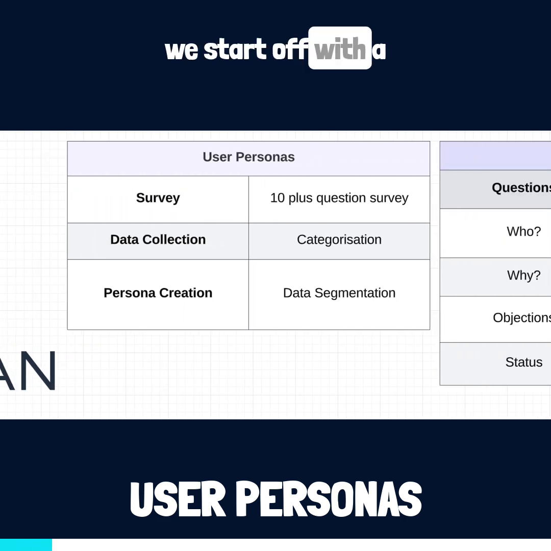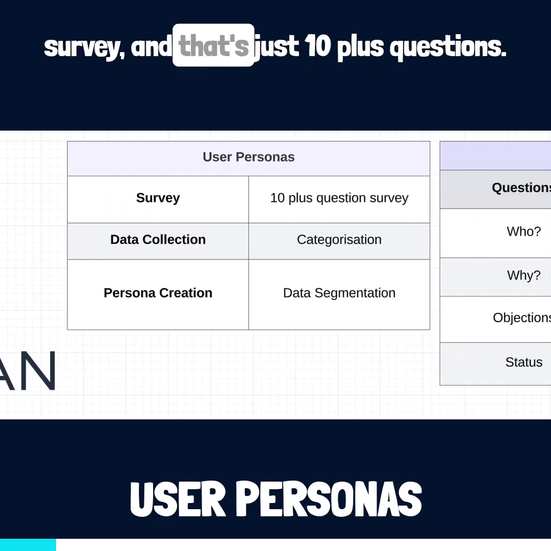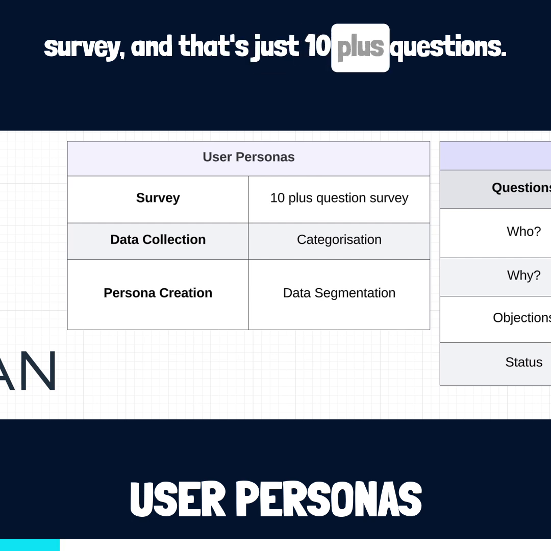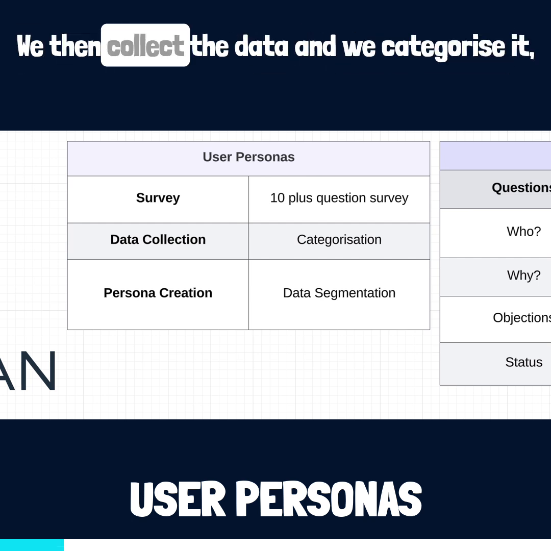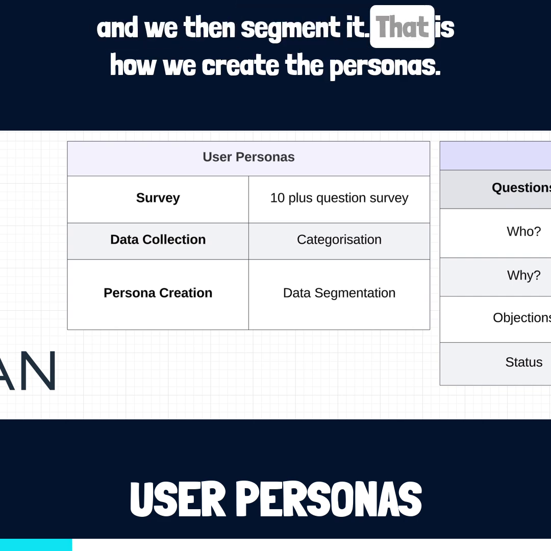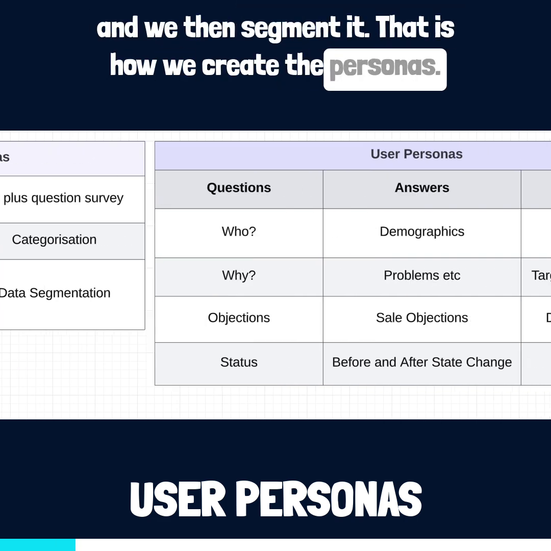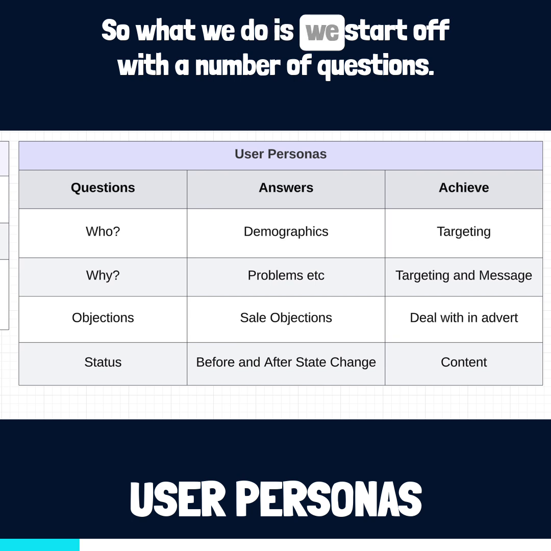So we create little people from segments, and what we do is we start off with a survey, and that's just 10 plus questions. We then collect the data and we categorize it, and we then segment it, and that is how we create the personas. So we start off with a number of questions.